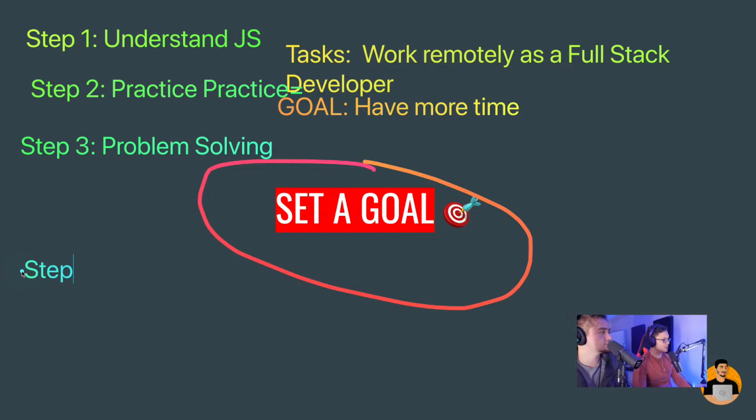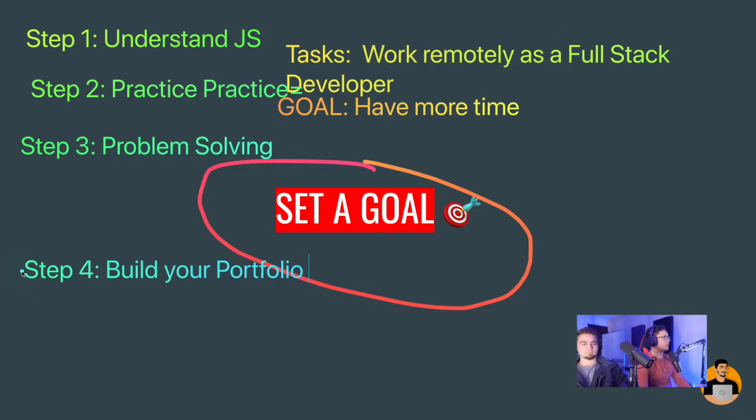Okay. Step 4. Let's think about this. What do you think step 4 is? Create a project. Yeah. So build your portfolio. Correct. Portfolio right there. Build your portfolio.